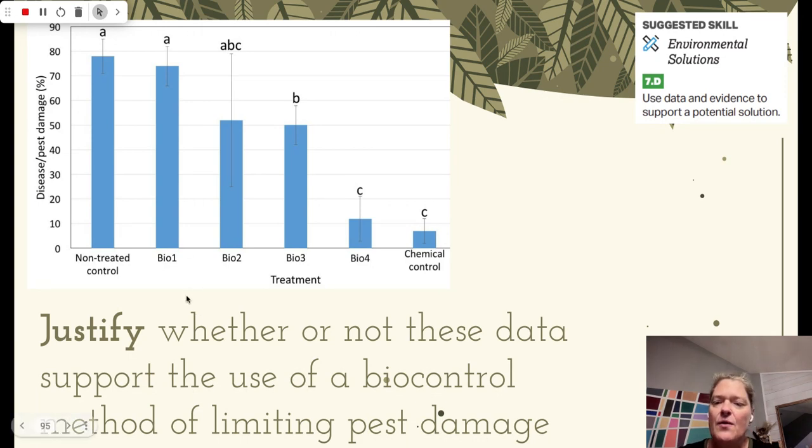So here is our FRQ for this section. You're going to justify whether or not these data support the use of a biocontrol method of limiting pest damage.